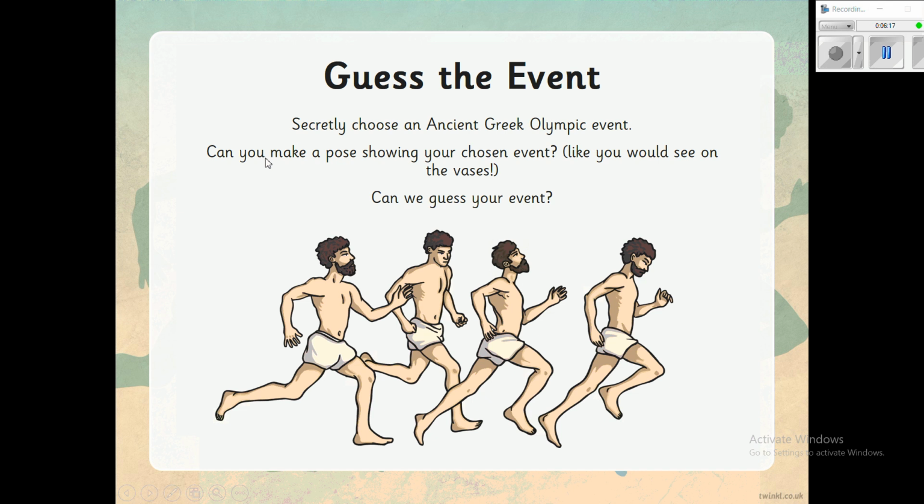Okay, sorry about that. So draw out your image if you don't want to send in your own pose. That's absolutely fine, and then I can have a go at guessing it all. So complete all that for me, Year 5.